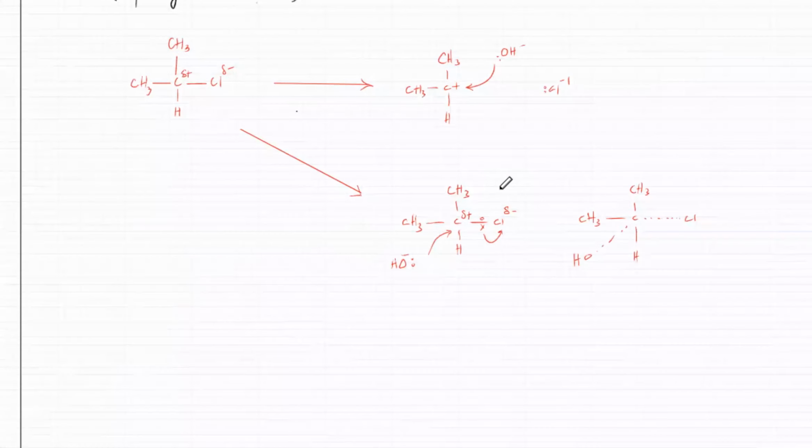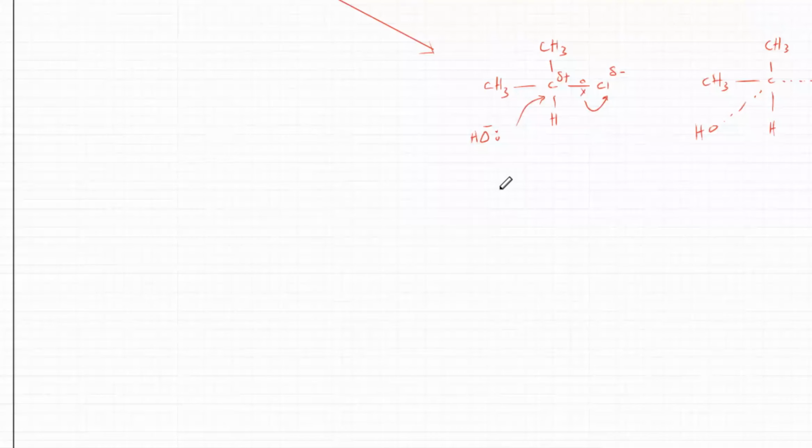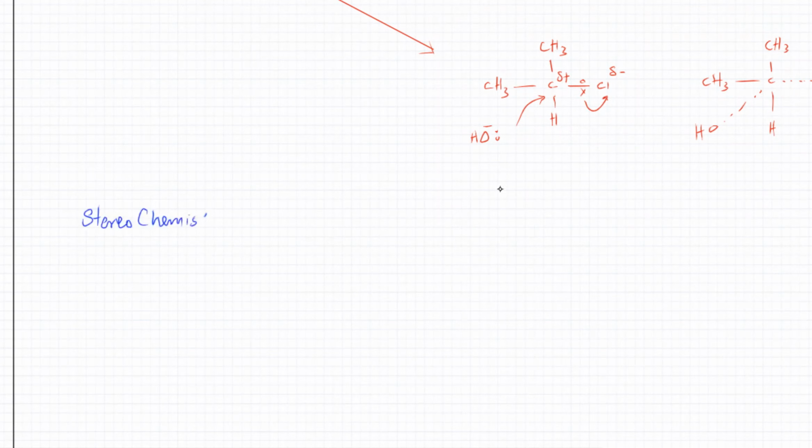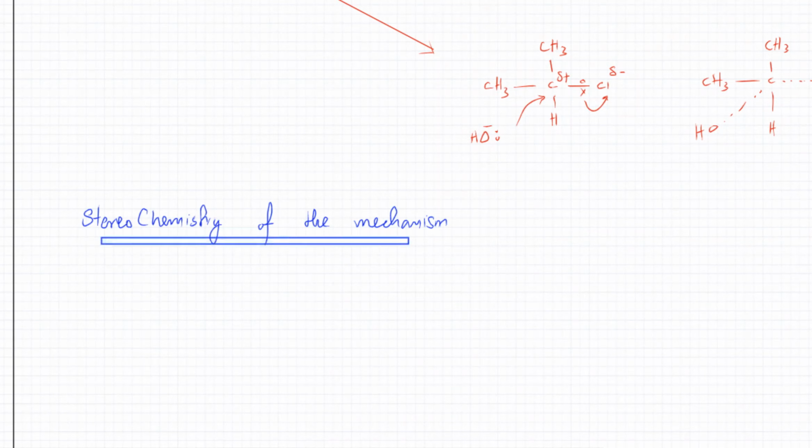So anyways, we're going to talk about the stereochemistry of the two mechanisms. Okay, this is something that's also very important. By stereochemistry, I basically mean I'm talking about optical isomers. Recently, they have actually asked you questions on this. So we are dealing with optical isomers.